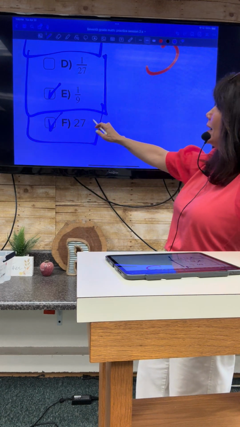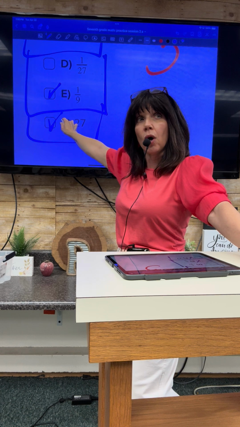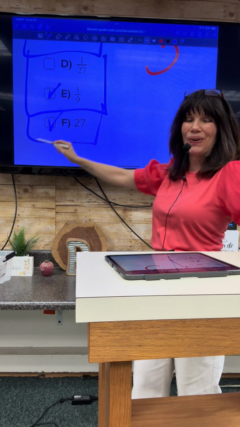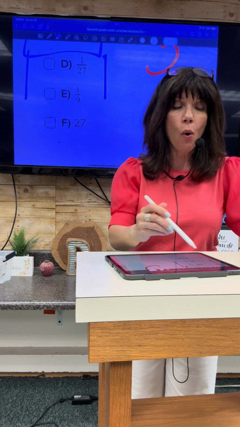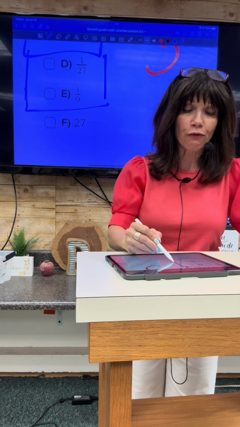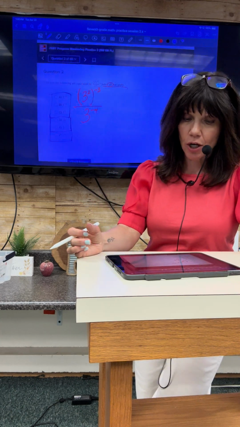Why? Because 1/9 is worth what? Less than 1. And 27 is worth what? More. Clearly more than 1. So there is no way that it could be both a fraction less than 1 and a whole number more than 1. Okay, so here we go.